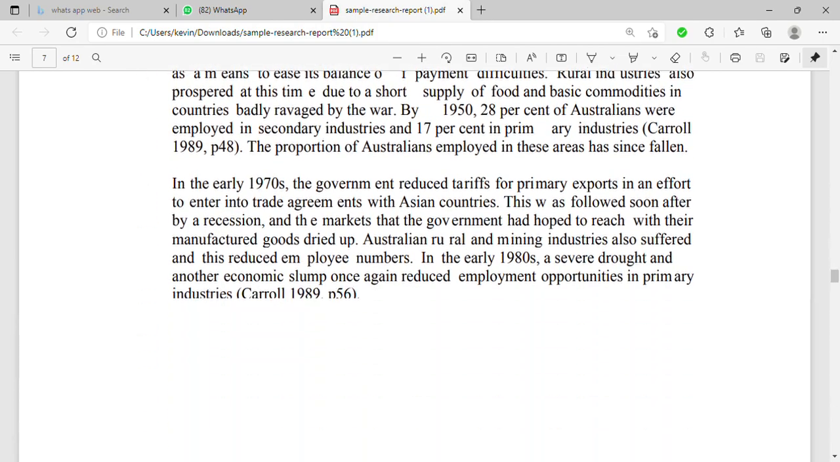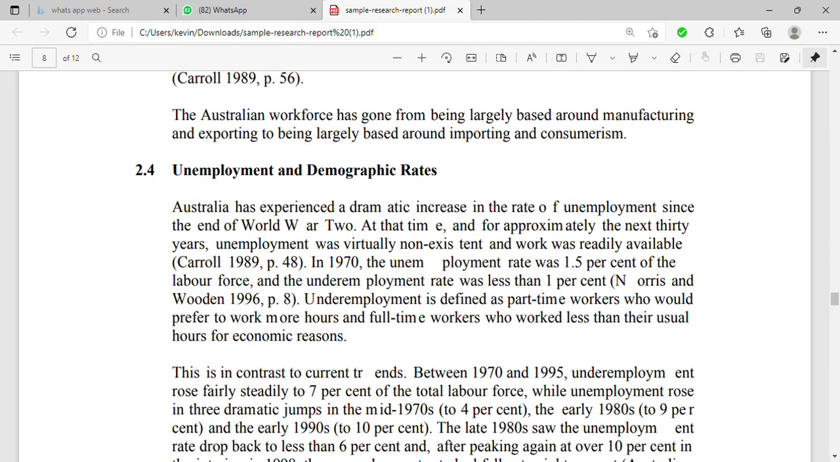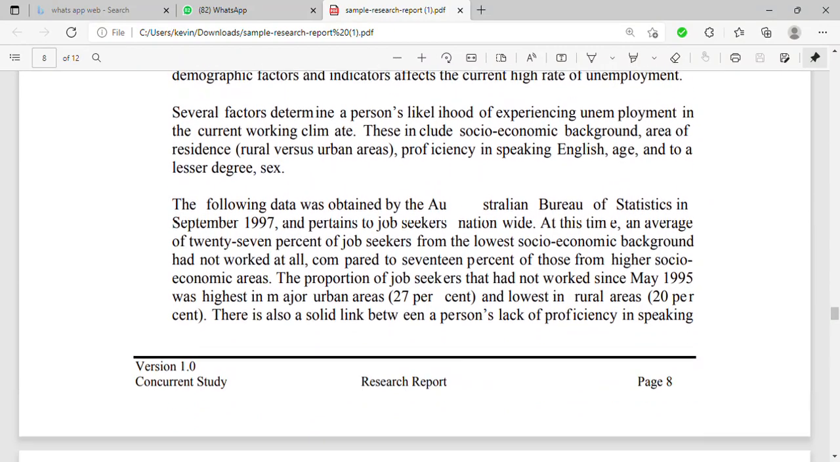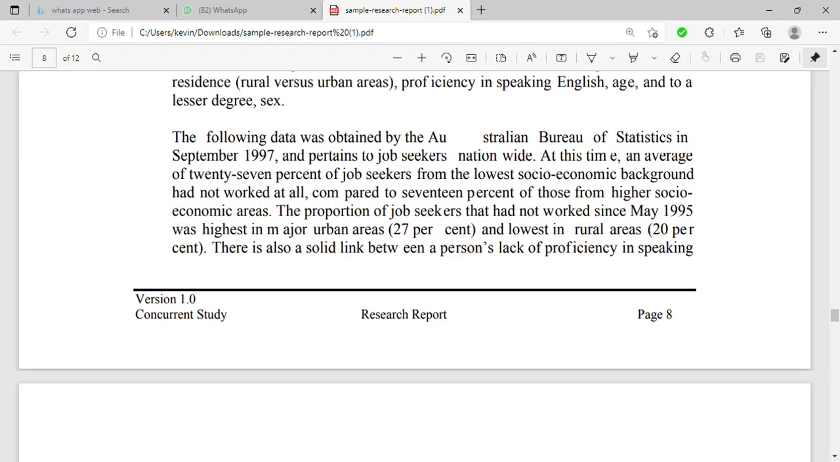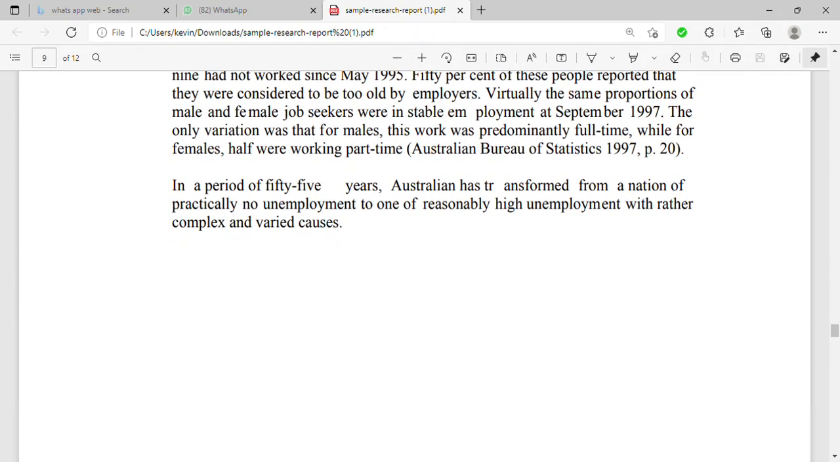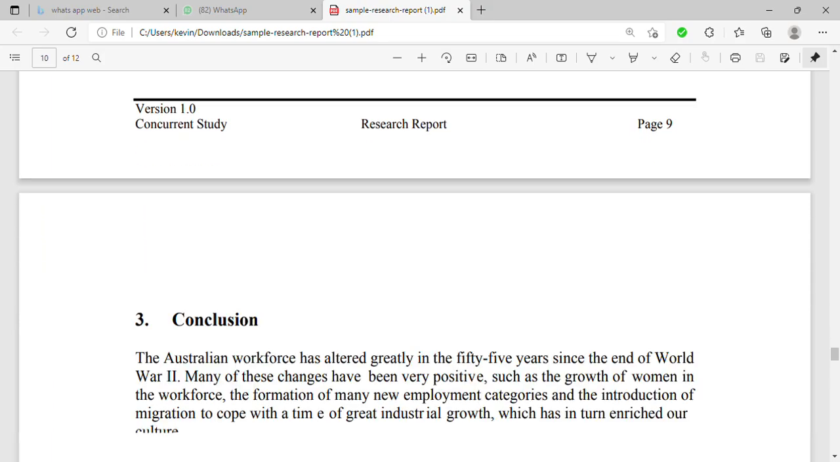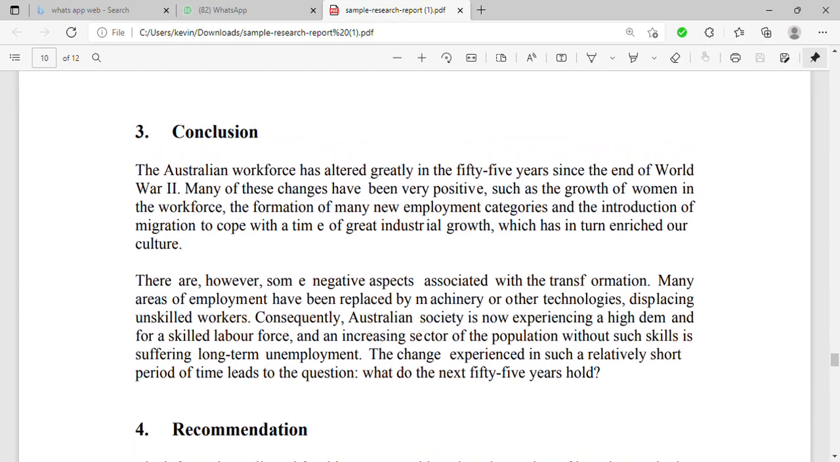Employment categories, unemployment and demographic rates. So their research findings is also known as processing, analysis, and then data presentation. It represents the processing, analysis, and data presentation, because they already put literature review and then research methodology in the introduction. Then we have the conclusion.